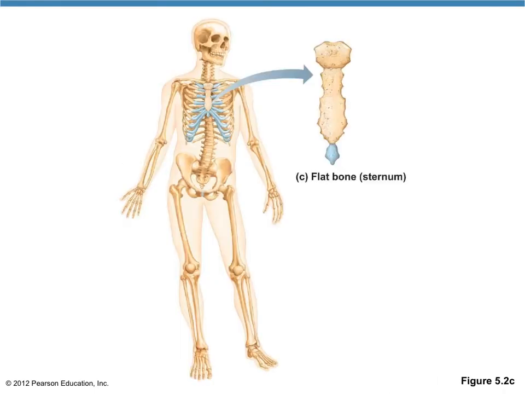Here you can see where those bones are located. So an example, of course, is your sternum, which is found in the center of your thoracic cavity, but then your ribs are also flat bones, as is your skull.